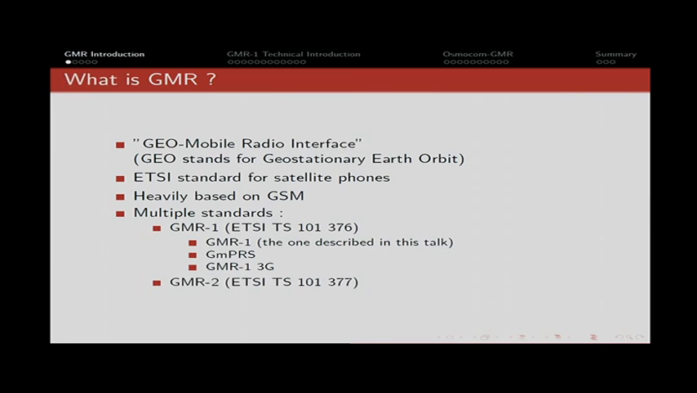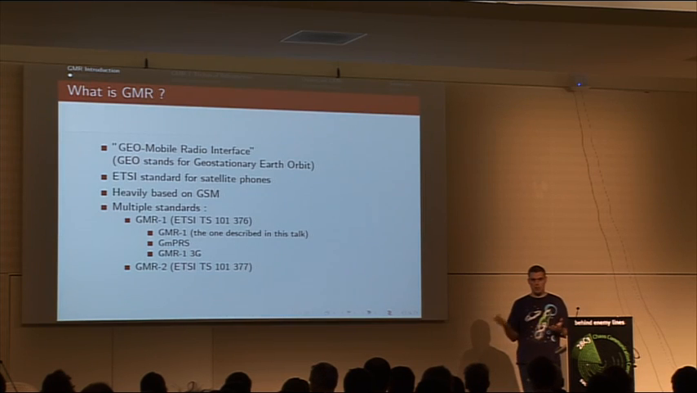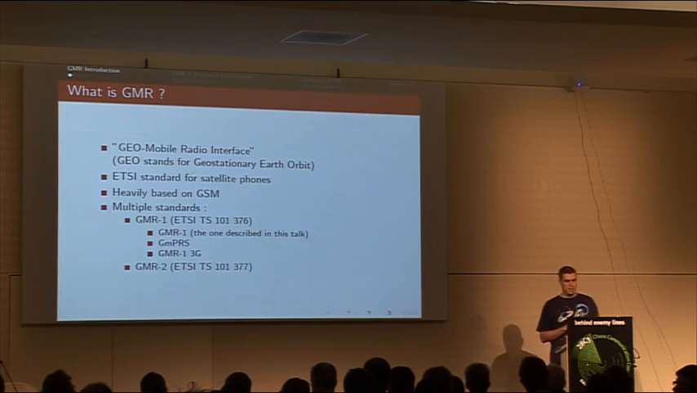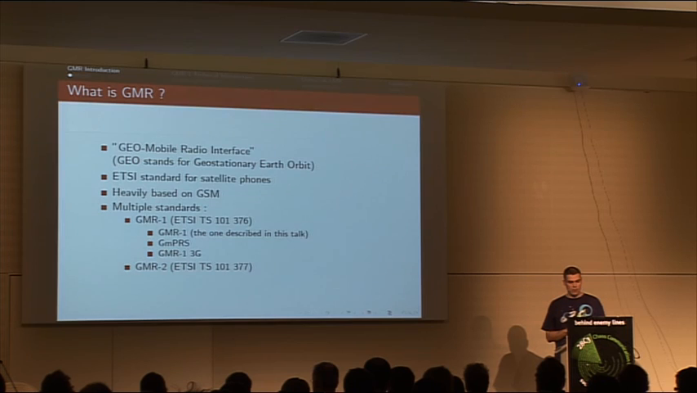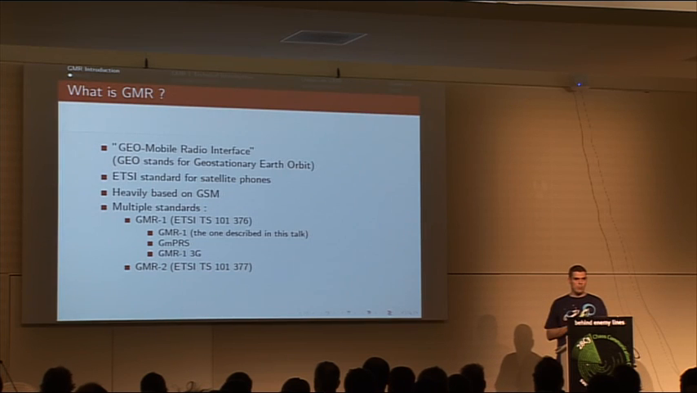So the first revision, just called GMR1, is the equivalent of standard GSM, 2G circuit switched, so essentially voice and SMS and nothing else. A later revision came, called GMPRS, and it's obviously the equivalent of GPRS, basically adding packet data over GMR. And finally, the latest revision is GMR1 3G, which essentially adds more channel types for higher bandwidth and also interoperability with the UMTS core network.